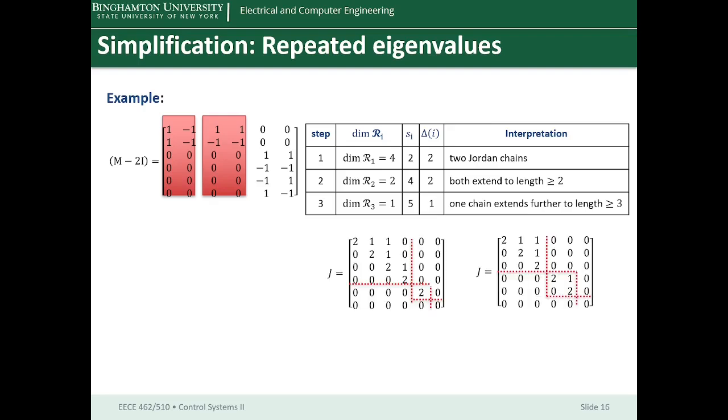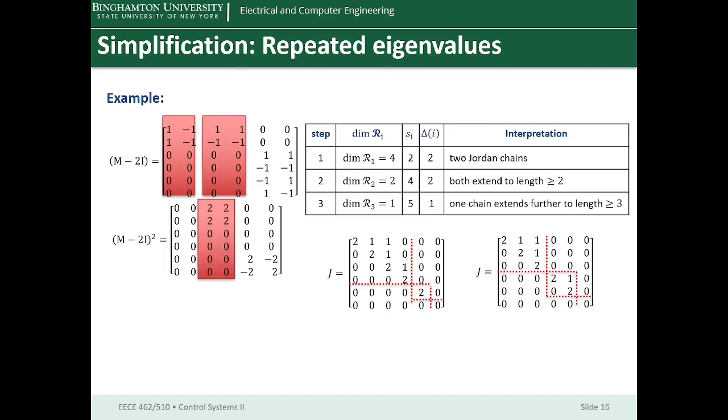Now that we know there are 2 blocks, the only remaining question is how large they are. 2 blocks could be arranged as 1 block of size 4 and 1 of size 1, or as 1 block of size 3 and 1 of size 2. We'll figure that out by going to a higher power. When we compute this, we observe that the first and second columns are now completely 0, and the third and fourth are linearly dependent. Columns 5 and 6 are also dependent. So among all columns, we only have 2 independent ones. That means the rank of (m minus 2I) squared is 2.